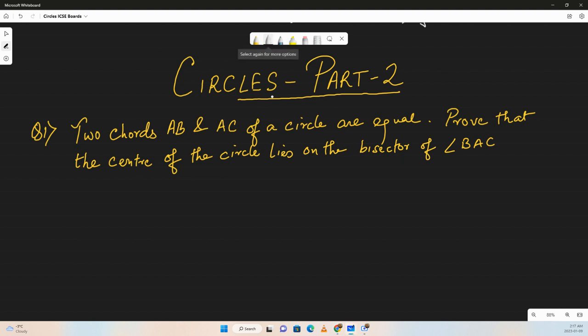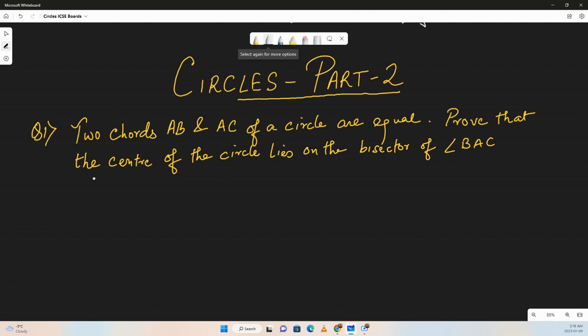Okay, so I hope you guys have given the question a try. So let's read the question together and see what they have asked. Okay, so it says that two chords AB and AC of a circle are equal. Prove that the center of the circle lies on the bisector of angle BAC.